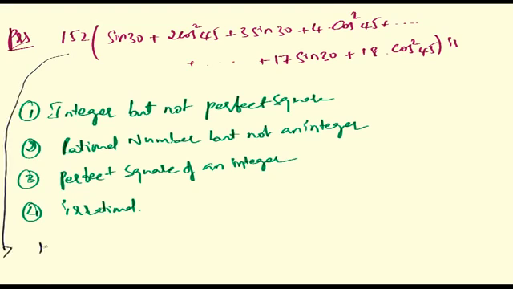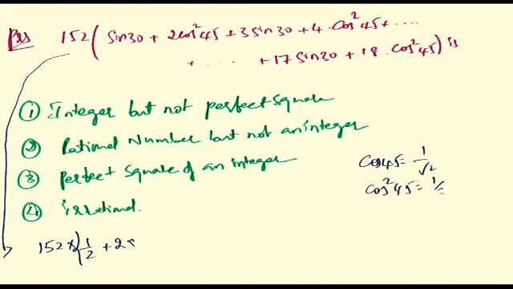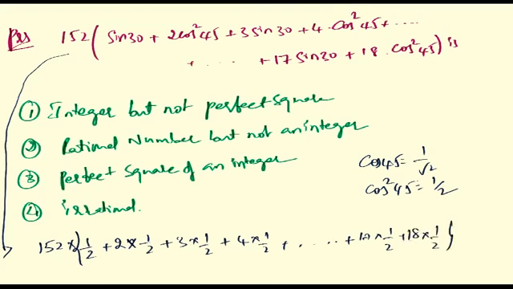So here sin 30 is nothing but 1 by 2, friends, plus 2 into cos 45, how much is that? We know that cos 45 is nothing but 1 by root 2, and if you square it, cos square 45 is nothing but 1 by 2. So 2 cos square 45 means 2 into 1 by 2, and plus 3 into 1 by 2, as sin 30 is 1 by 2, and 4 into cos square 45 is 4 into 1 by 2, and so on, and 17 into 1 by 2 you will be getting, plus 18 into 1 by 2. This is how you are getting the answer, friends.